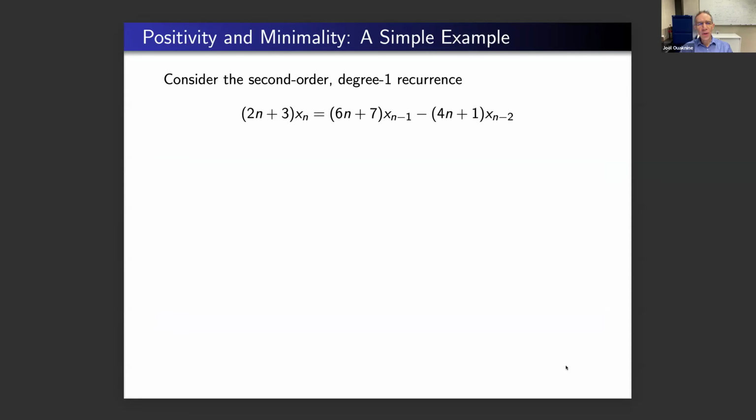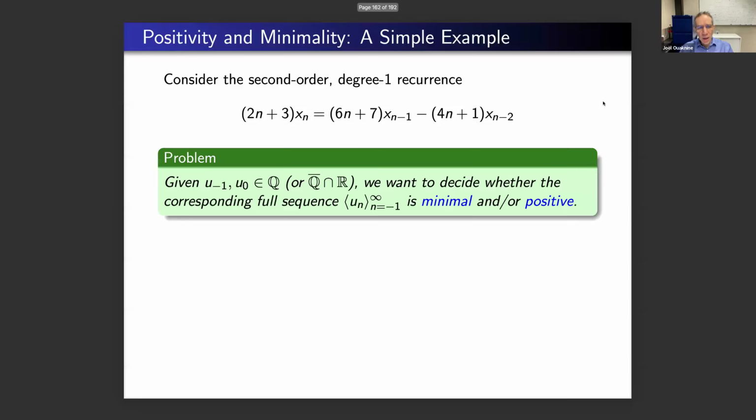Let's look at an example. Consider the following: it's a second order degree 1 recurrence. Why is it second order? First of all, it's a recurrence. We've got xn, which is defined in terms of xn minus 1 and xn minus 2. It's order 2, right? Every term depends on the previous 2 terms. And it's degree 1 because all these polynomials have degree 1, they're all linear polynomials in n.